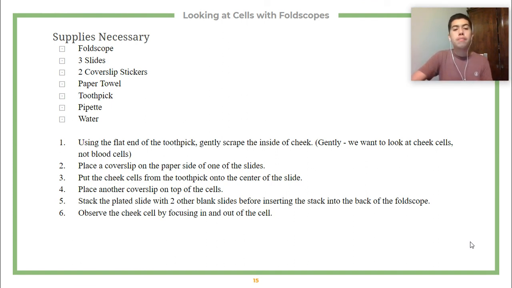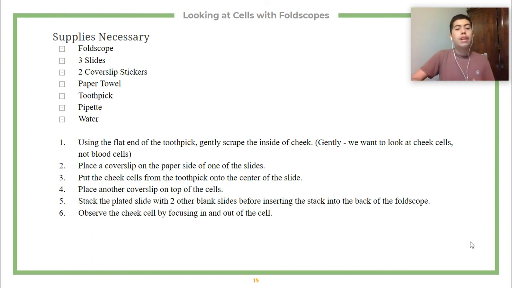So you'd start out by using the flat end of the toothpick to gently scrape the inside of your cheek. You want to look at cheek cells, not blood cells. So you would start by taking a toothpick and just going inside your mouth and scraping the side of your cheek. You just want to do it very gently, and that's the first step.